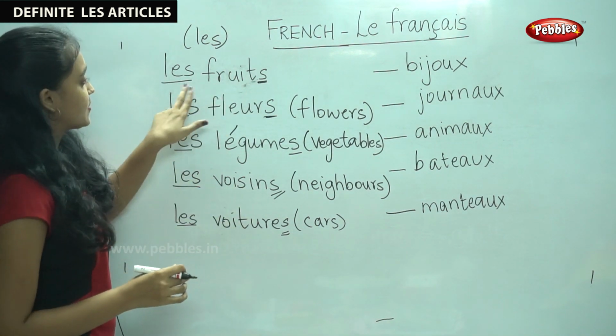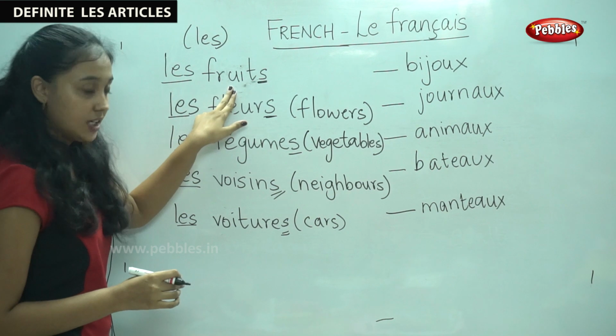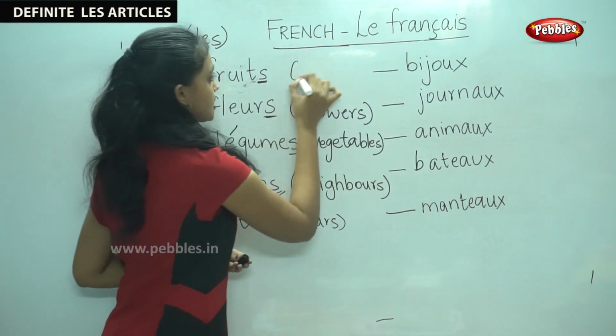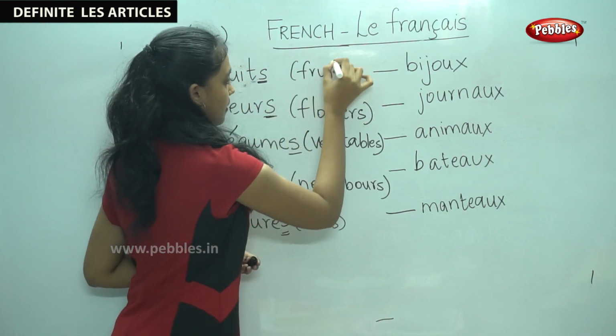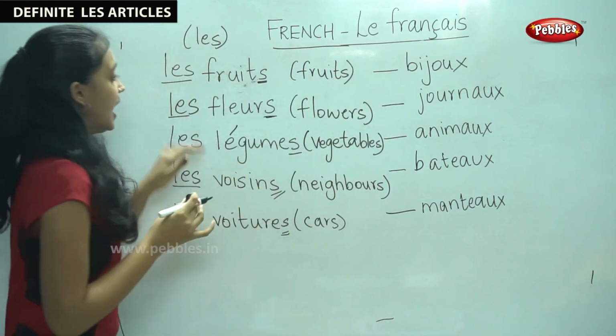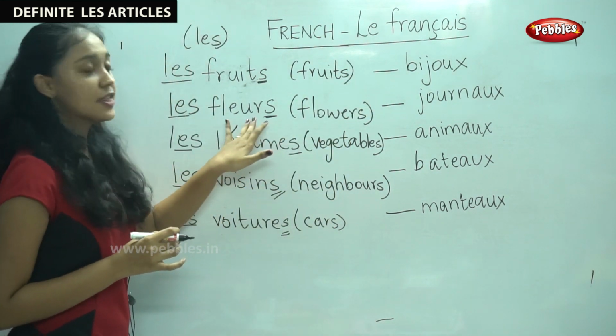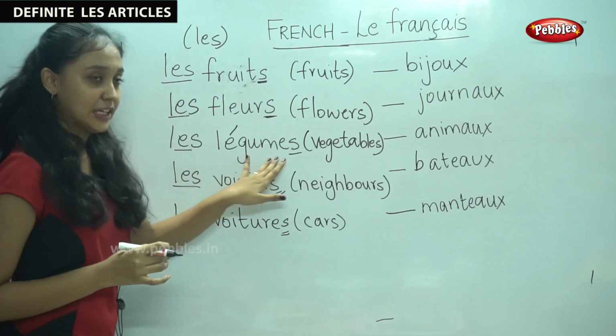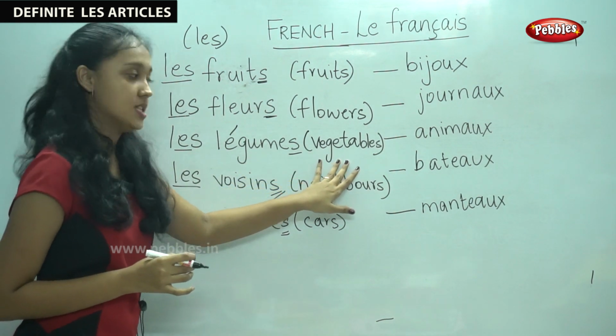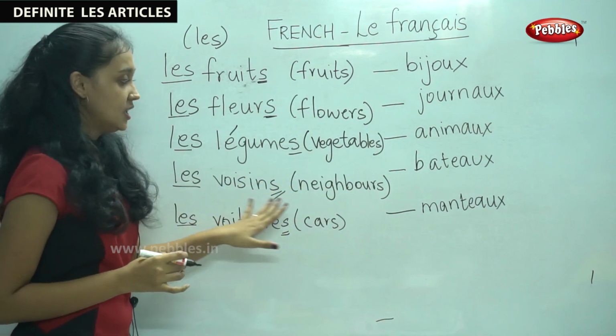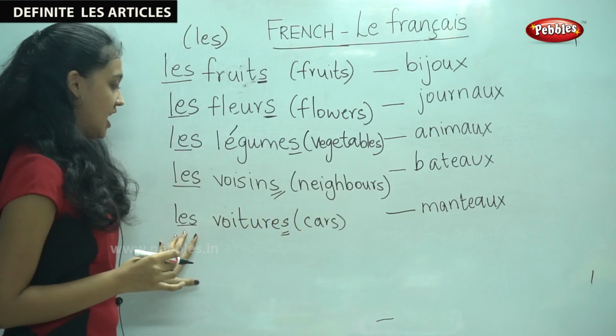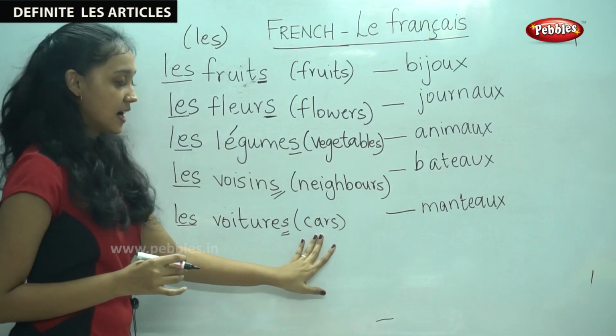Let us see these words once again. Les fruits, which is the fruits. Les fleurs, which is the flowers. Les légumes, which is vegetables. Les voisins, neighbors. Les voitures, cars.